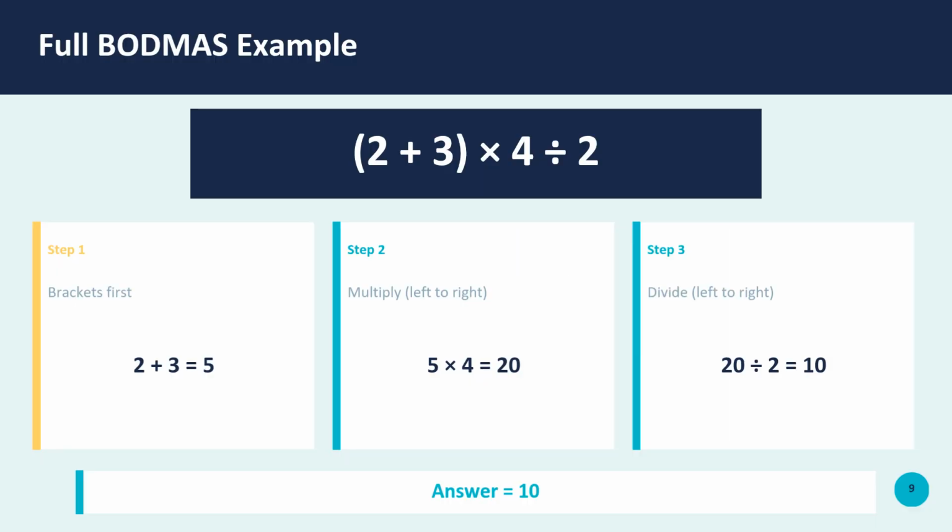Now let's bring it all together. Brackets first. 2 plus 3 equals 5. Then left to right. 5 times 4 equals 20. Then divide. 20 divided by 2 equals 10.